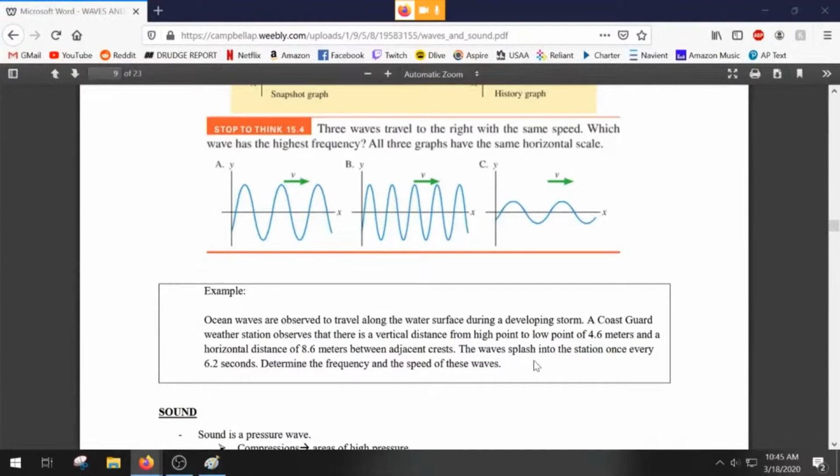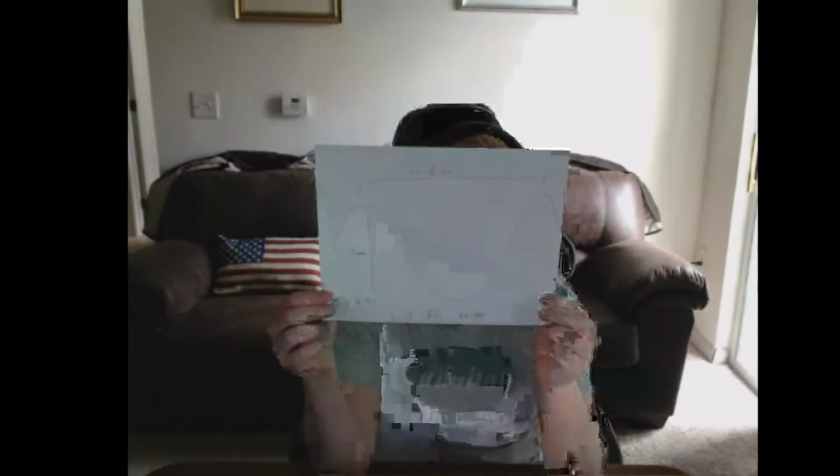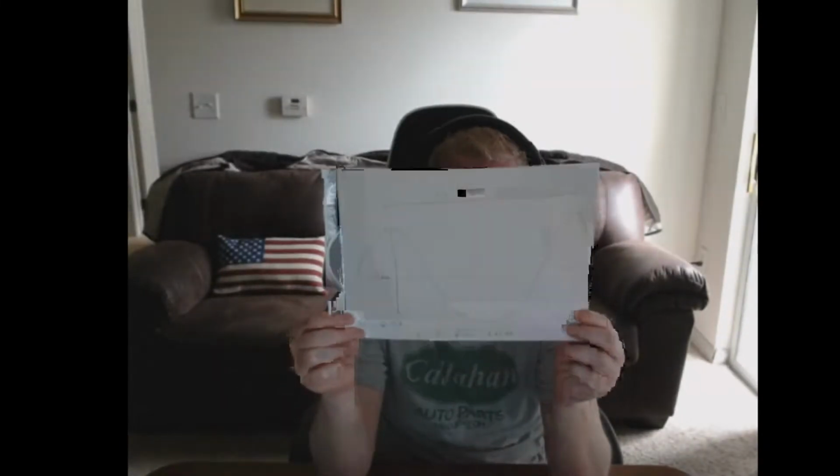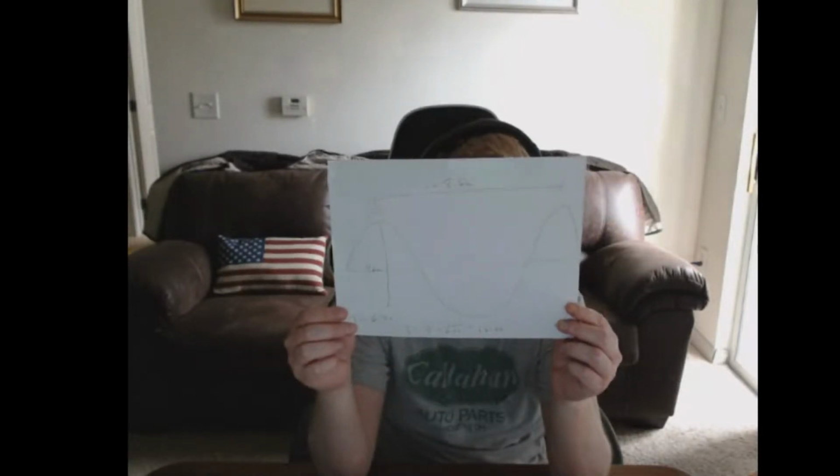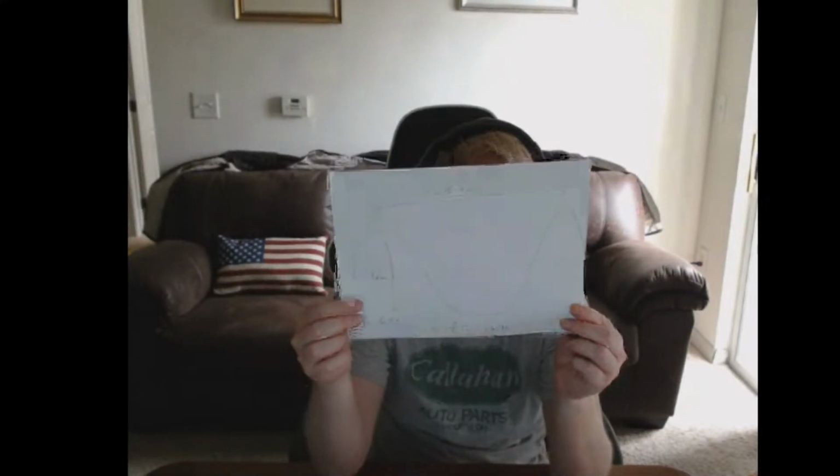So if we were to look at all of the information they've given us sketched out, it'd look like that. We've got a wavelength of 8.6 meters. We've got that vertical distance of 4.6 meters. We've got a frequency of 1.61 hertz. Now, do we need this vertical distance here? No, that's extraneous information.